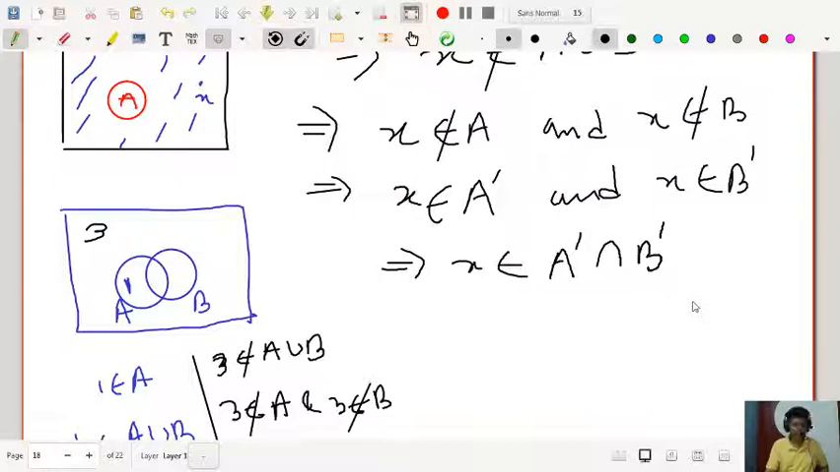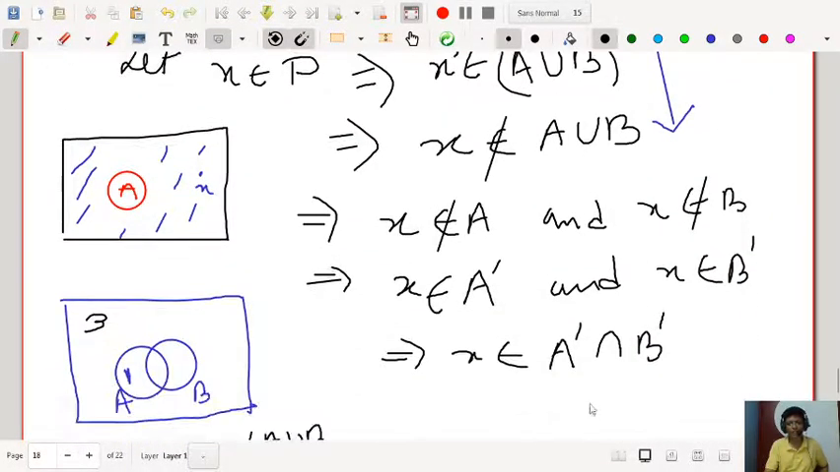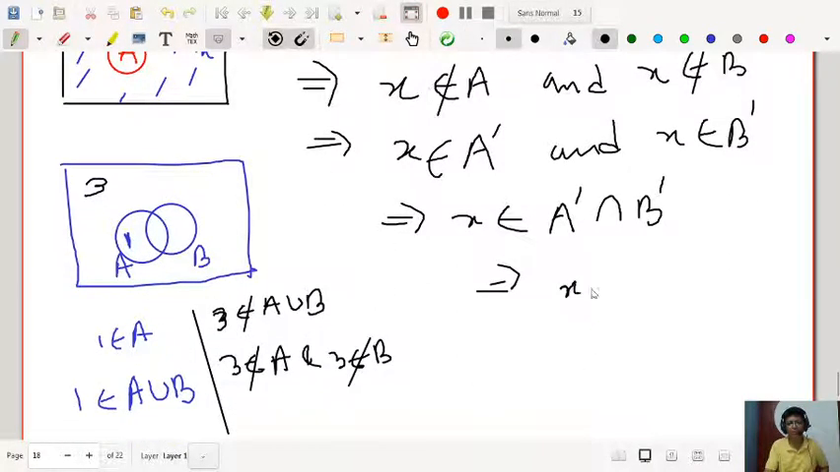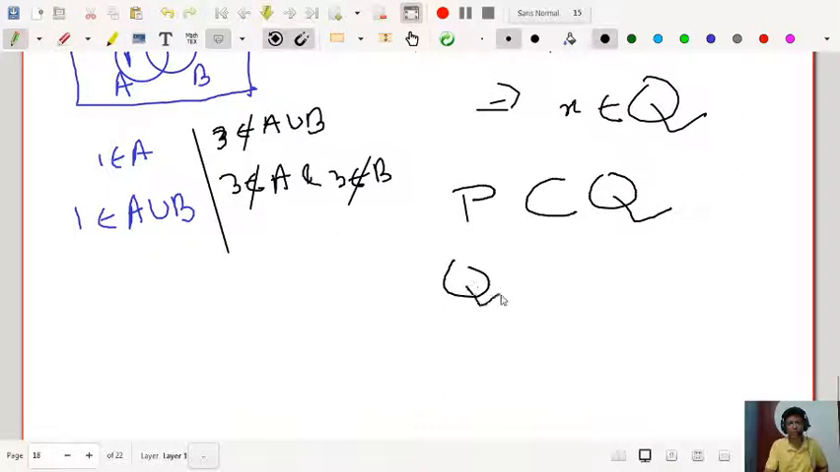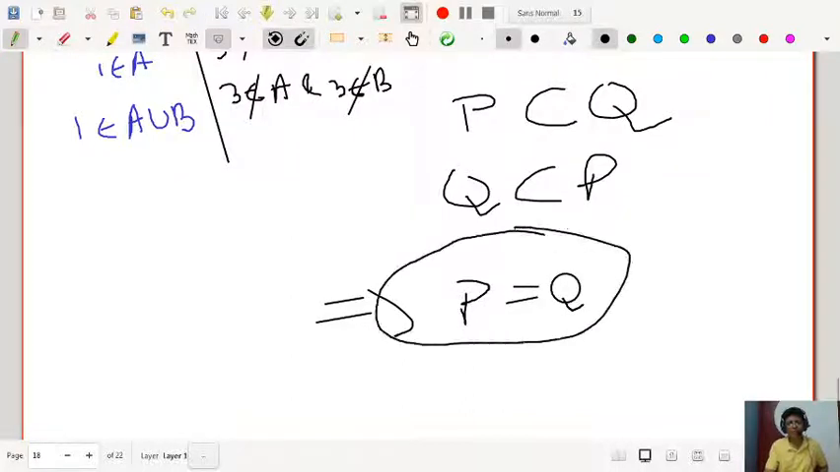Yeah, got it. Once you understand the logic, you will play with these things. So P is a subset of Q. Similarly, you can show in the reverse order, Q is a subset of P. From these two, you can say P equals Q. So this verifies De Morgan's law.